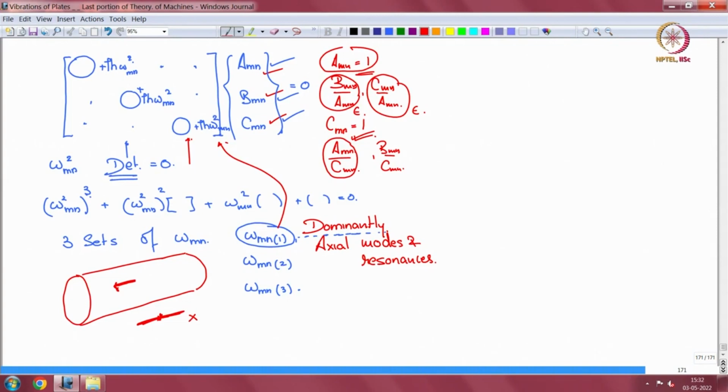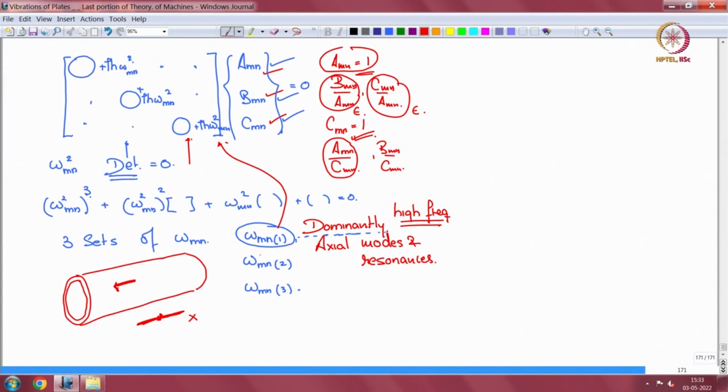Now the shell is quite stiff in the axial direction compared to the other two directions. So these frequencies are high or very high. These natural frequencies are high or higher.